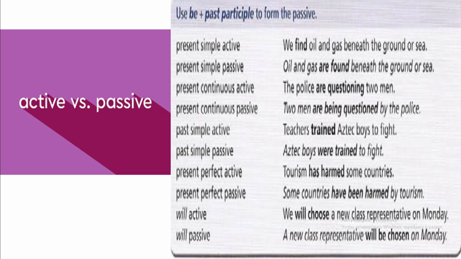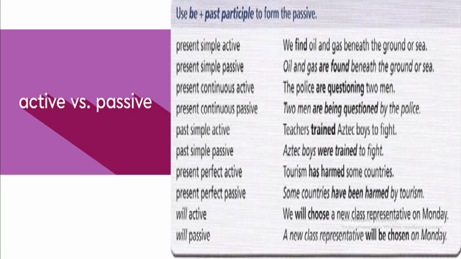So guys, here it is, the checklist for you to have: present simple active and passive, then present continuous active and passive, then past simple active and passive, present perfect active and passive, will active and passive. It's very interesting. Like, we find all oil and gas beneath the ground or sea. So oil and gas are found beneath the ground or sea.